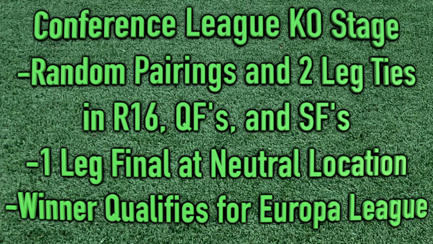And then from there, we move on to our Conference League knockout stage. 16 teams randomly paired up. All knockout matchups are 2-leg ties except for the final. So you play once at home, once on the road again. The 8 winners on aggregate move on to the quarterfinals, where we have another random draw. 4 more winners from there move on to the 2 semifinal matches, and then we conclude with the final, a 1-game winner-take-all affair at a neutral location that rotates from year to year, with the winner taking home the trophy.